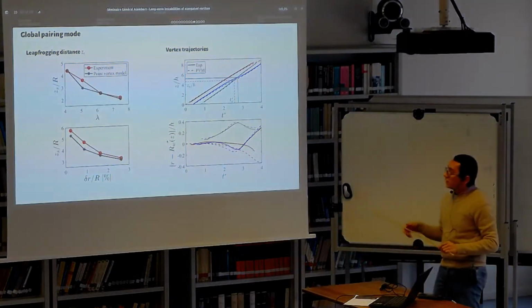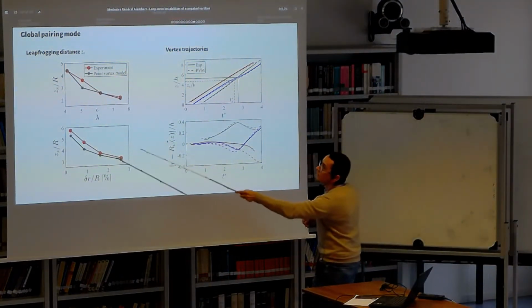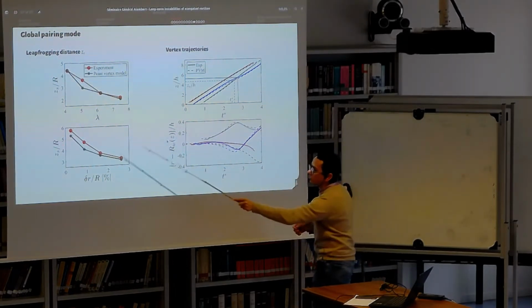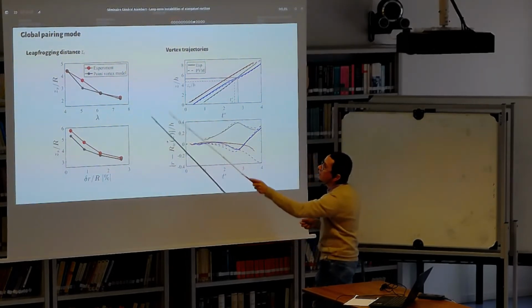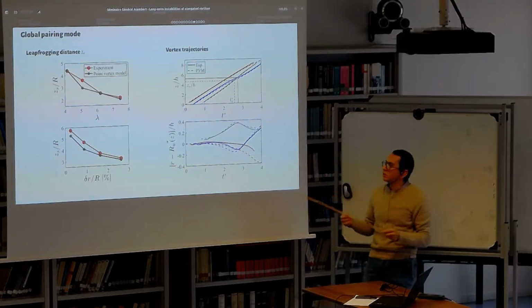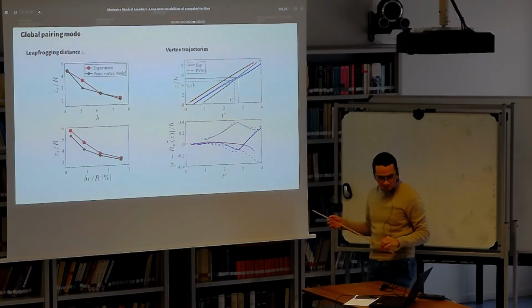But we also get a decent quantitative agreement. So if we measure the distance to leapfrogging as a function of the tip speed ratio or as a function of the amplitude of the perturbations, we get a decent agreement. All things considered, we get a really good agreement between the experiment and the vortex model.